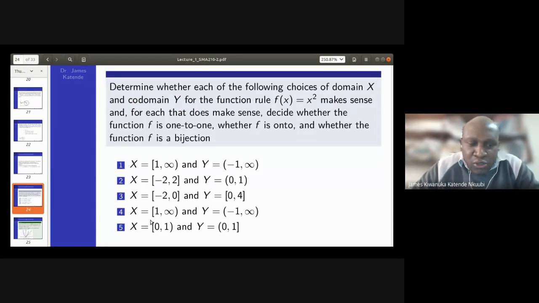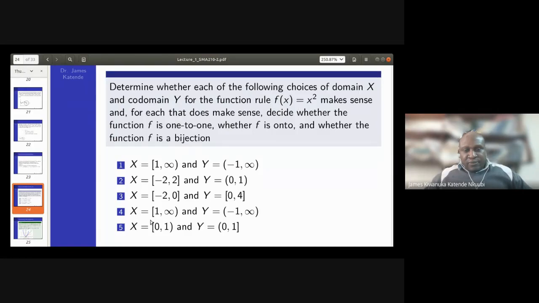The best thing is to draw the graph in that interval from -2 to 0. Now, in that interval, you can check whether it's 1-to-1 by drawing a horizontal line. If the horizontal line cuts the graph only once, then the graph is 1-to-1. If the horizontal line cuts the graph more than once, then it is not 1-to-1. But you must work only within that interval from -2 to 0, not outside the interval. So what do you have?